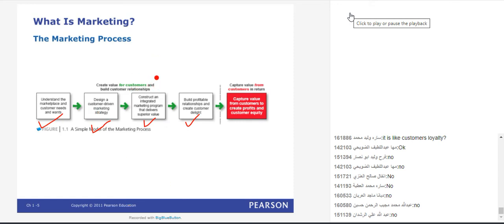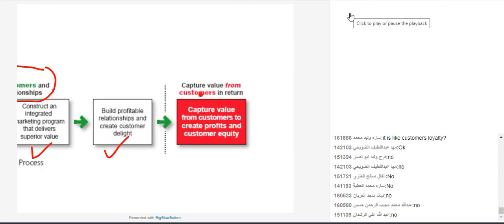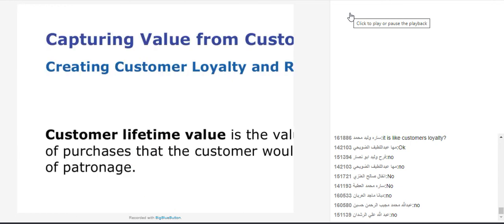Now we built and created value for customers. Now we do what? We capture value now from customers. This is the second part of our discussion. We need to capture value from customers. How do we capture value? We need to retain customers. We want to have profits from customers. So this is our aim now.